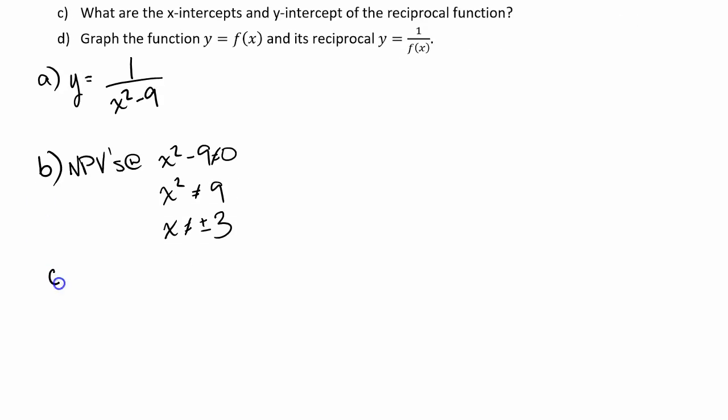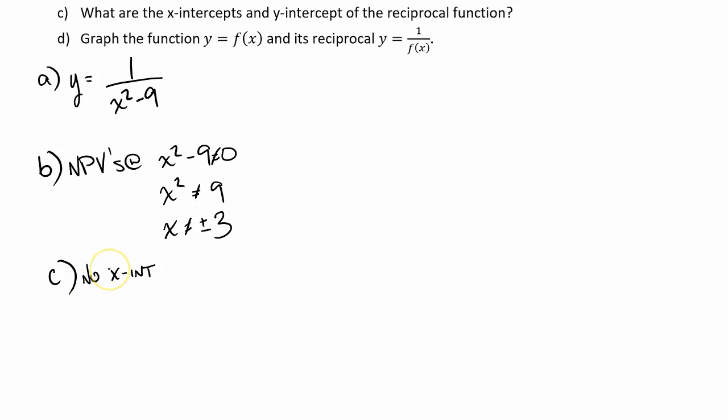C is asking for my x-intercepts and my y-intercepts of my reciprocal function. Okay, so remembering that x-intercepts are when y equals 0, but remember that we also always have a horizontal asymptote at y equals 0. We are going to have no x-intercepts. Now this is going to be true for grade 11, not grade 12. So you could always double check, but at no point is that going to be possible.